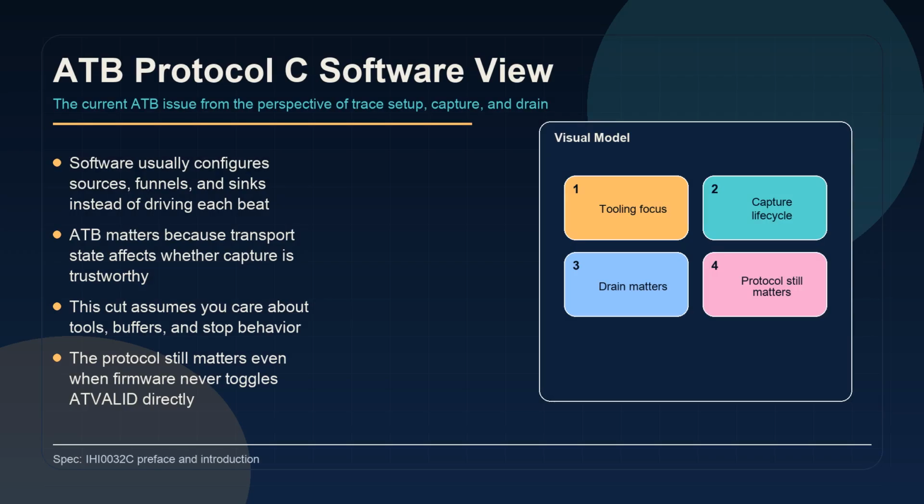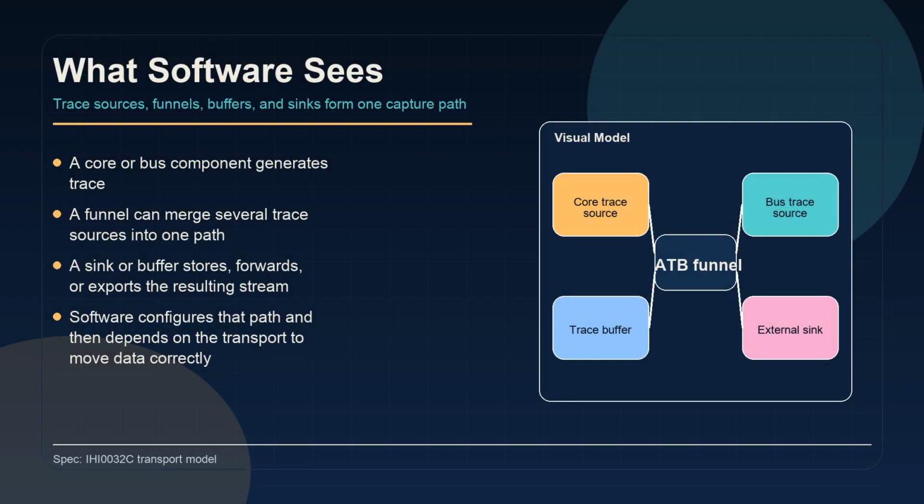Today we're going to be looking at ATB issue C from the software and tooling side. Firmware often configures the trace system rather than driving the transport directly, but the protocol still decides whether the captured result is complete and trustworthy. From software, the trace picture is a path, sources, optional funnels, and a place where the trace ends up. The transport has to preserve that path while tools start, stop, and read the capture.